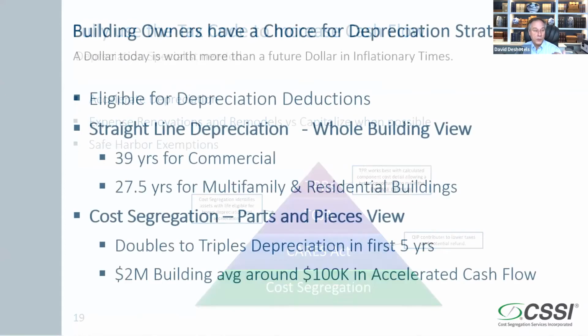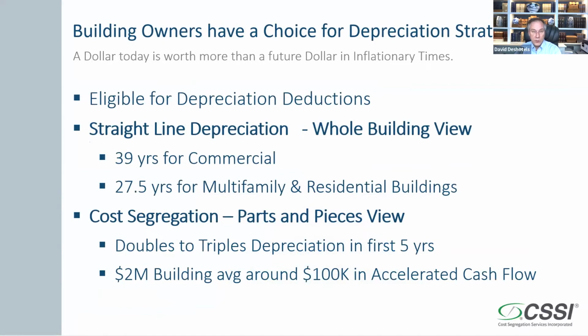So I want to show you what those are and give you a little bit of a training on cost segregation. You have a choice when you're depreciating your building. You can look at it as a whole, or you can look at it in its parts and pieces. Straight line depreciation looks at the building in its whole. It's very easy. You get the same deduction for the next 39 years or for the next 27 and a half years on multifamily.